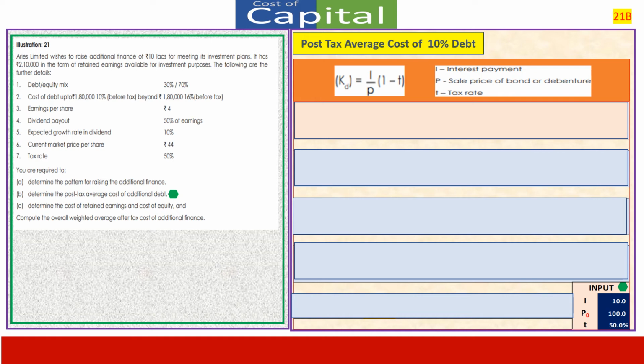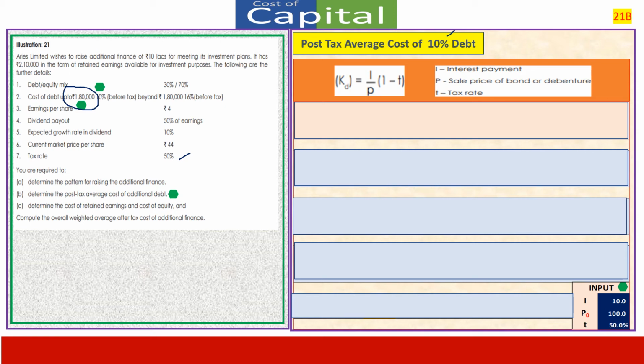Additional debt. There are two debts now. One debt is at 10%. We have seen it is 1,80,000. Its face value is 100 and they have given us a tax rate of 50%. Just to see, we are taking loan number 1, debt number 1, at 10%. It is not earning per share, it is face value of debt. We are told it is 1,80,000. We do not know its face value. We take it as 100.